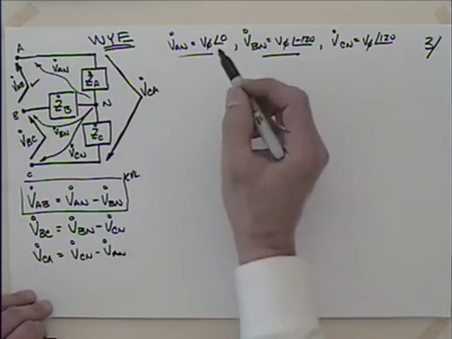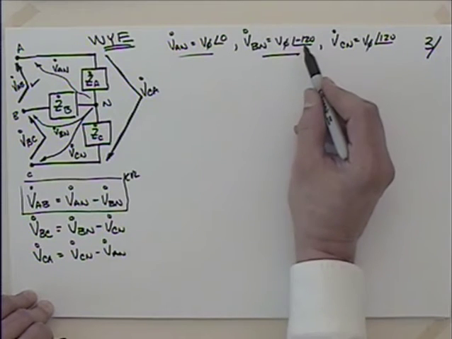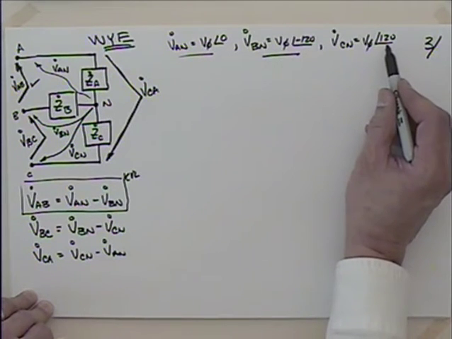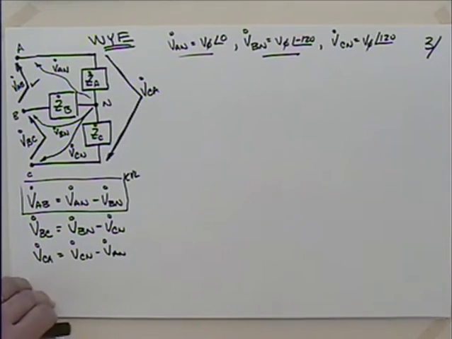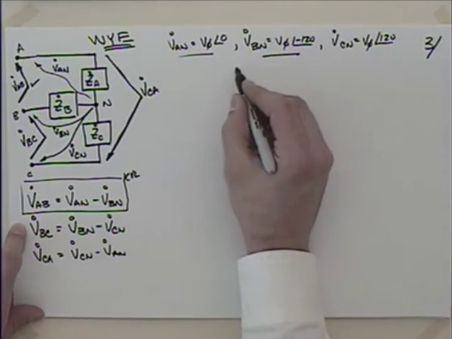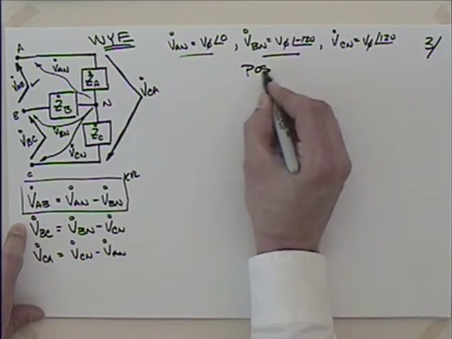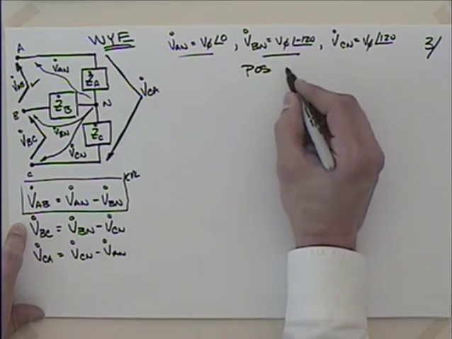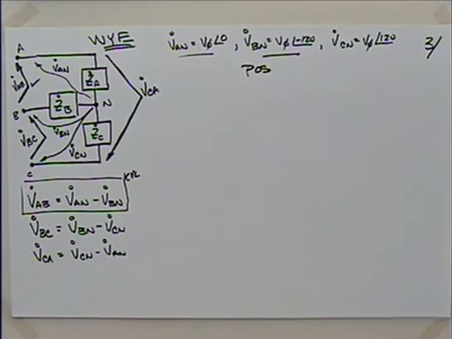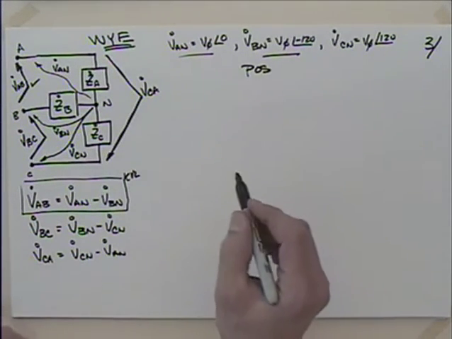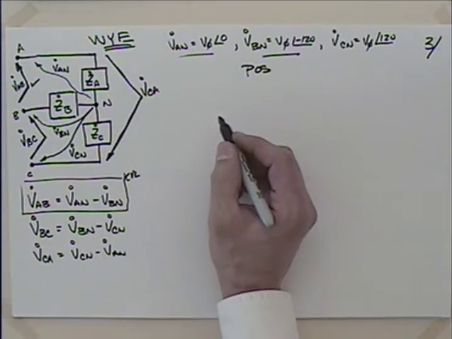And then looking at this, if the A phase was 0, the B phase was minus 120, and the C phase was positive 120, have we picked a positive or a negative phase sequence? Positive sequence, right? That's a positive sequence.